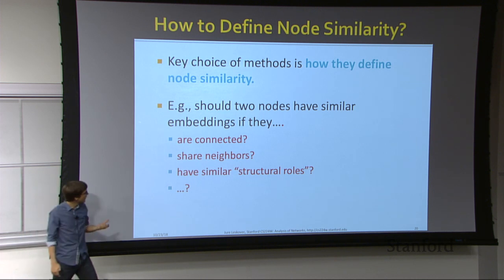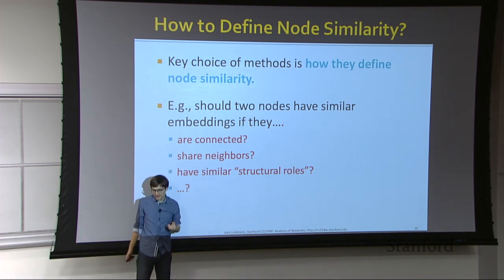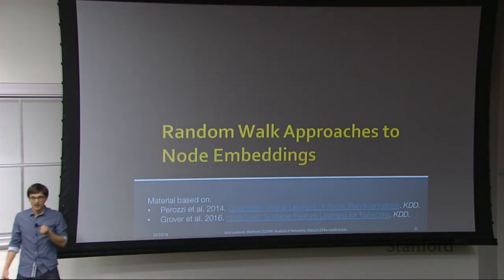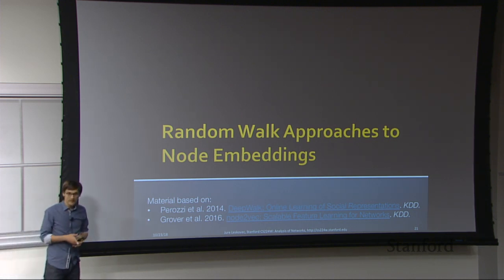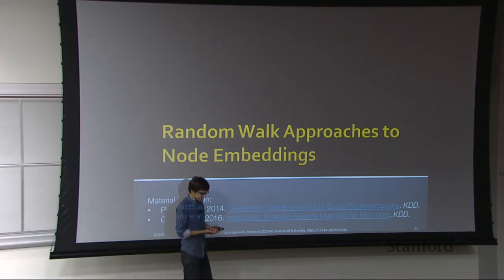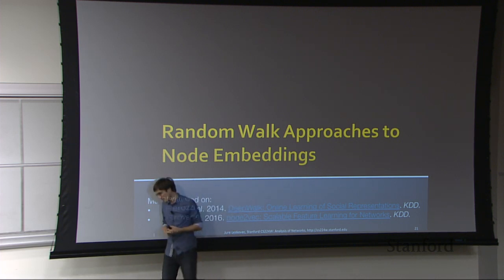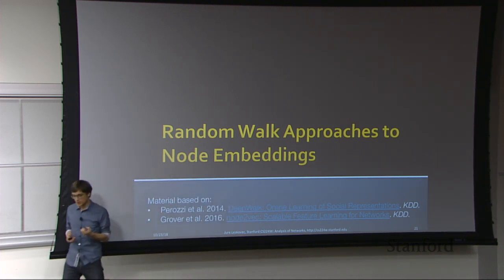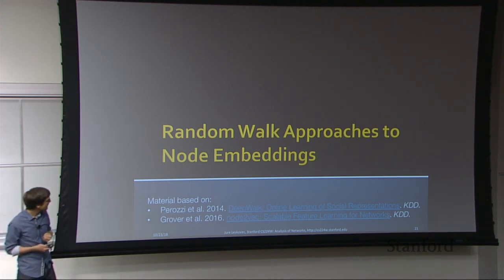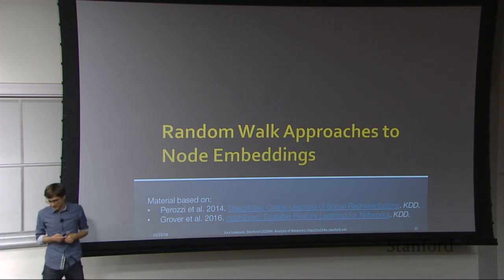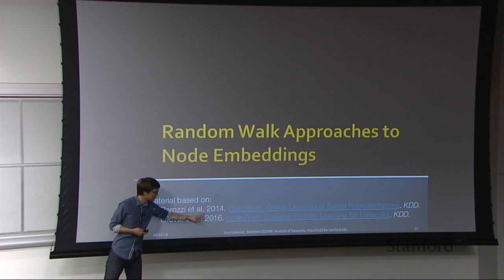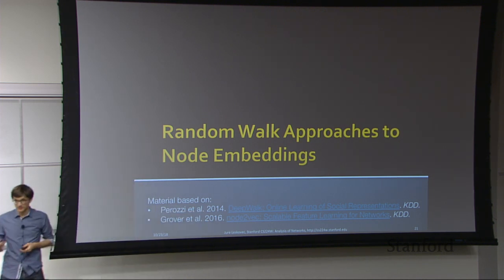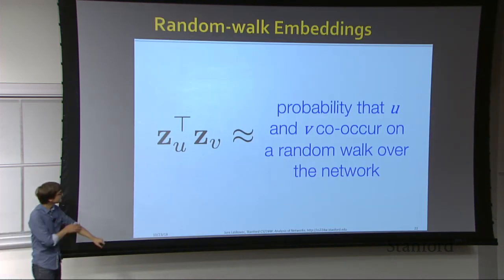What has emerged as the best way to define similarity is to use random walks. So we will use the technology of random walks that you are all very well familiar with by now, and we will talk about how you can use random walks to generate node embeddings. Here are the links to the papers we will cover. One is from 2014, the other one is from 2016. So this is very recent work.